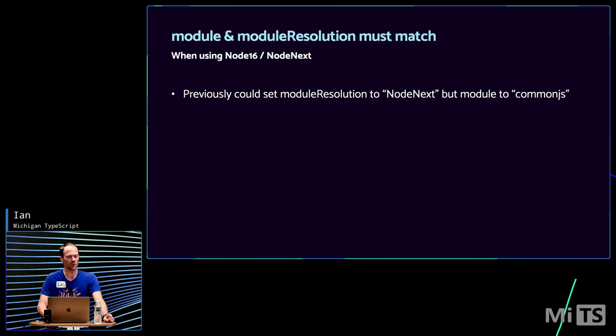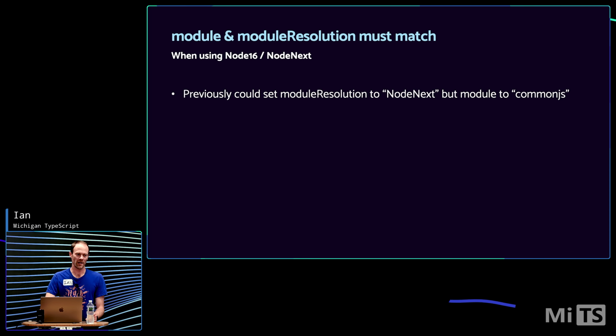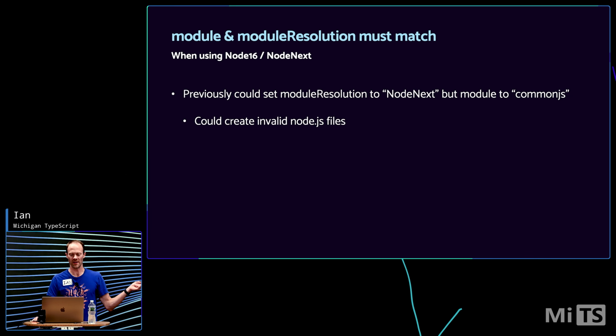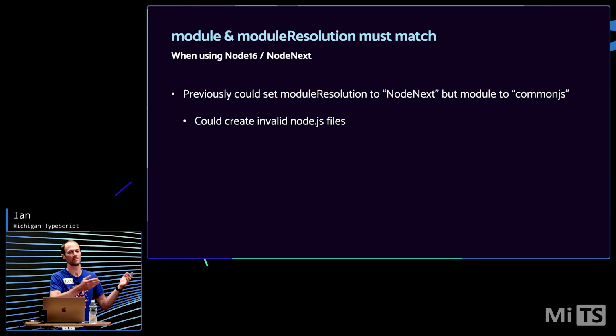Previously, you could sort of mix and match these module and module resolution settings, even though they are very closely related. You could say, oh, I want to write Node.next as my module system, maybe so that I can get support for exports and imports maps or some other things. But I'm shipping CommonJS, so I'm going to use my module resolution set to CommonJS. But that can actually create invalid Node.js files, right? So if you're using Node.next, if you create a .cts file, that's how you make CommonJS files, right?